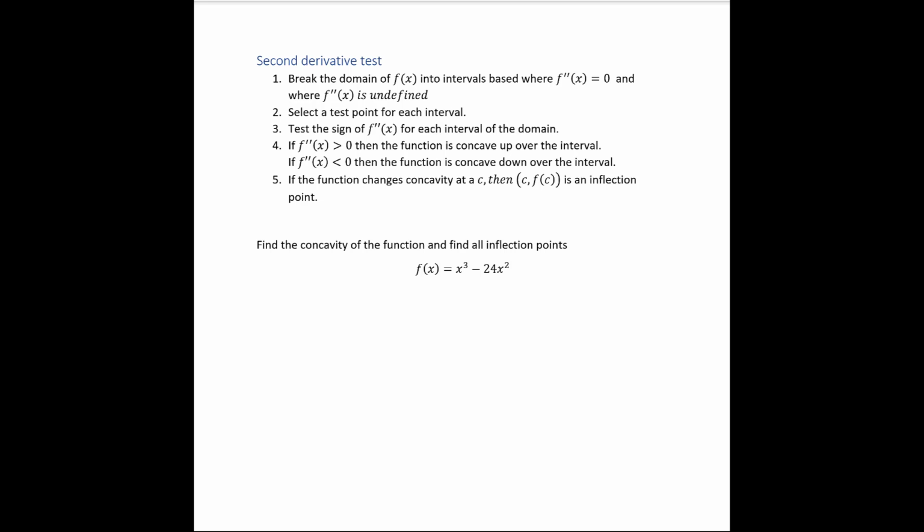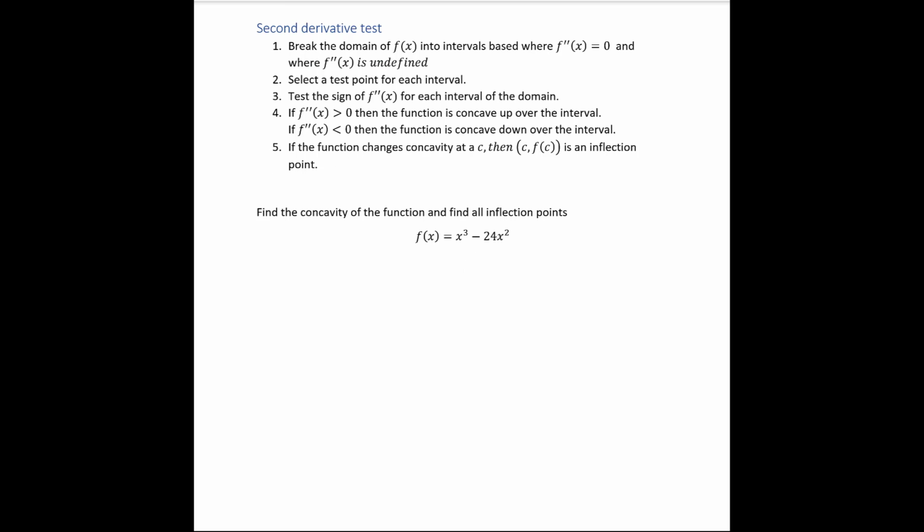The second derivative test breaks up the domain of f of x into intervals based on where the second derivative is 0 and where the second derivative is undefined. Just like we did for the first derivative, we will pick a point in each of these intervals and we'll test the sign of the second derivative. When that test point makes the second derivative positive, we know it's going to be concave up over that interval. If the second derivative is negative at the test point, then the function is going to be concave down over the interval. If the function changes concavity at a point C, then C is going to be the inflection point. Right. So we need to try that in a bunch of examples.